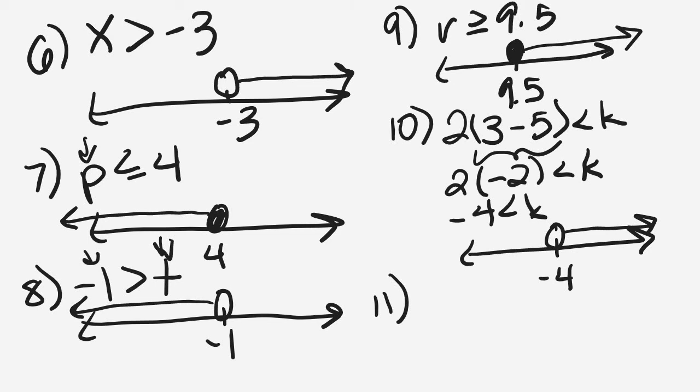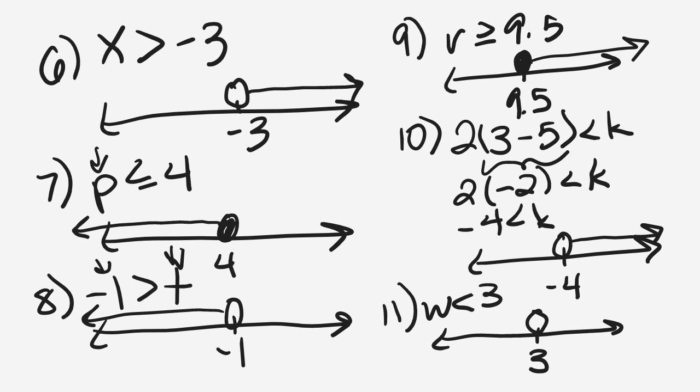All right, and number 11, we have w less than 3. So we draw our number line. Here's the number 3. That is an open circle because it does not include the 3. It does not have the little line on the bottom. And we want all the w's that are smaller than 3. So we go that way.